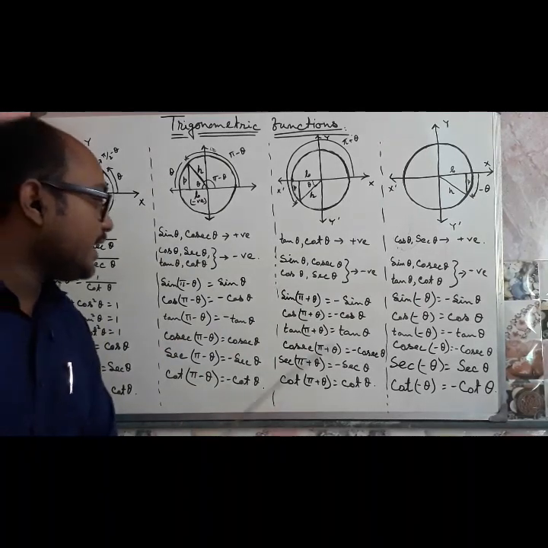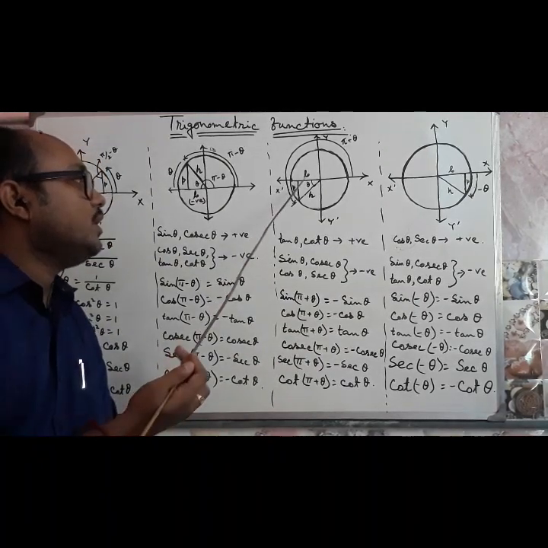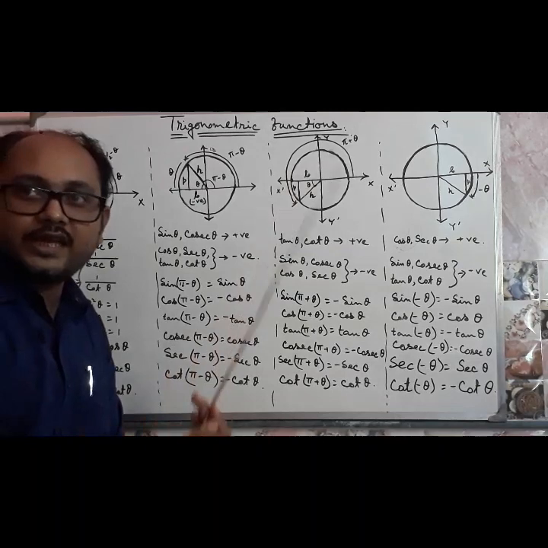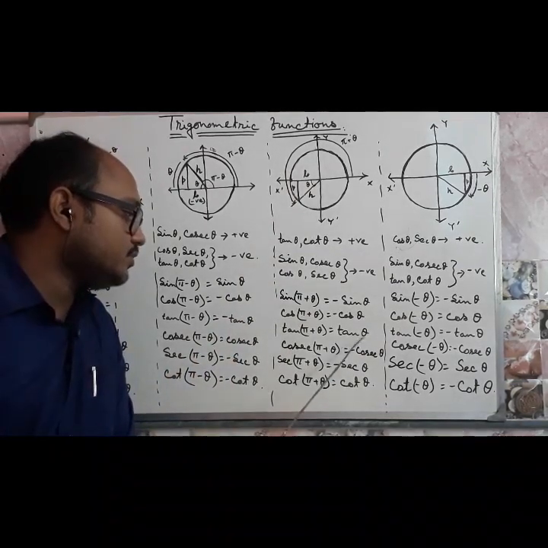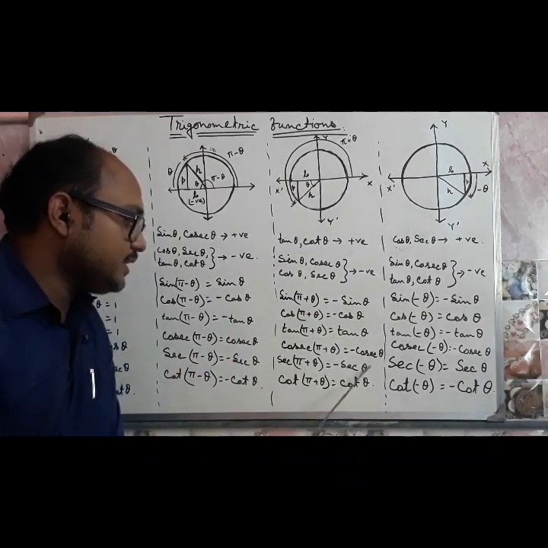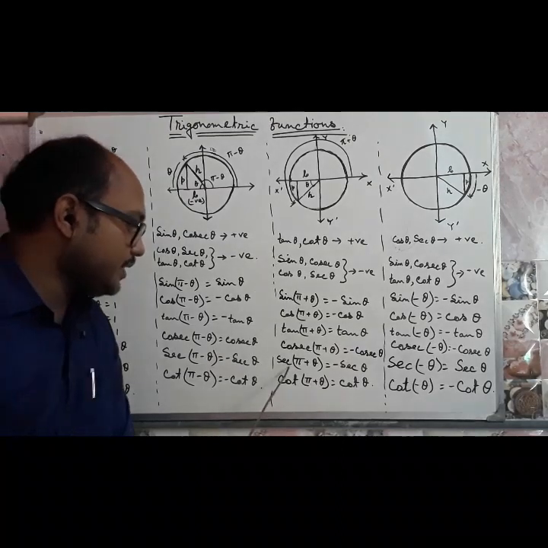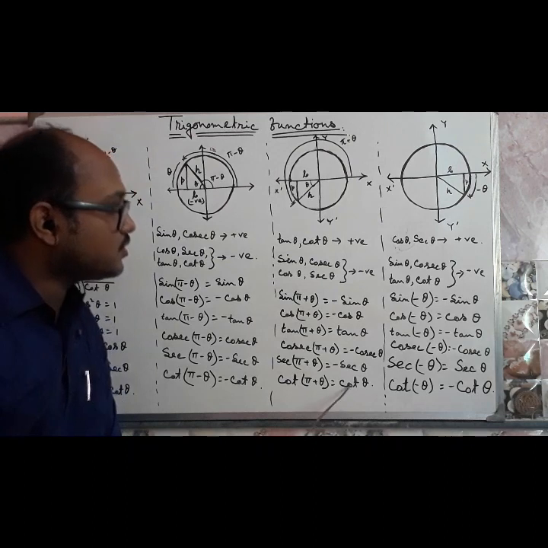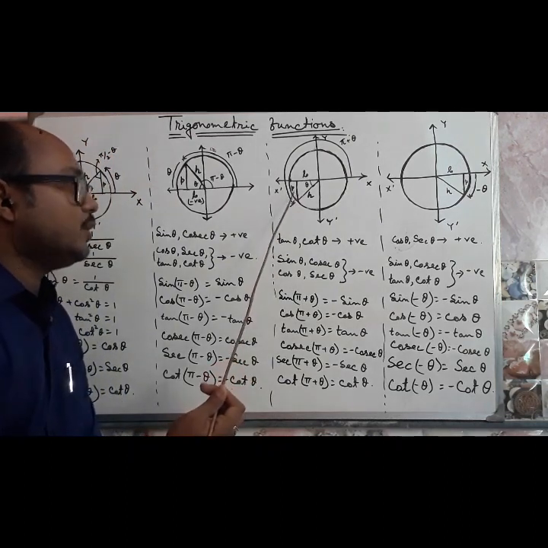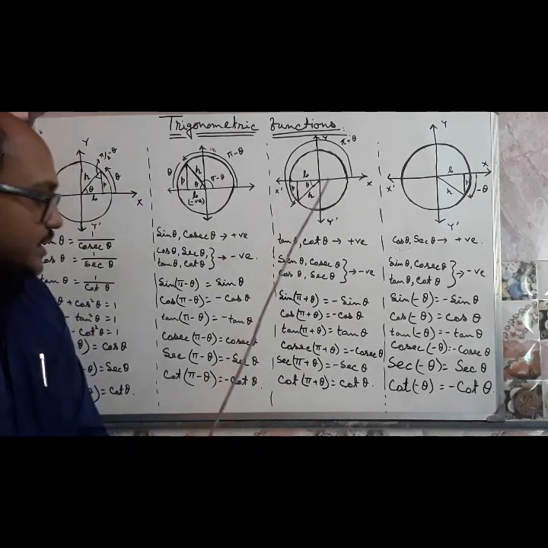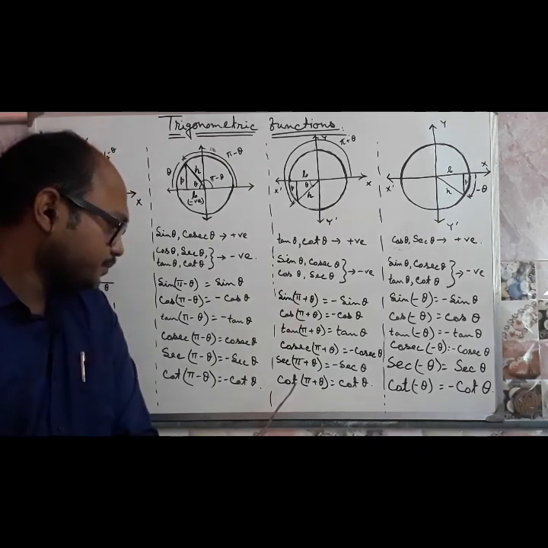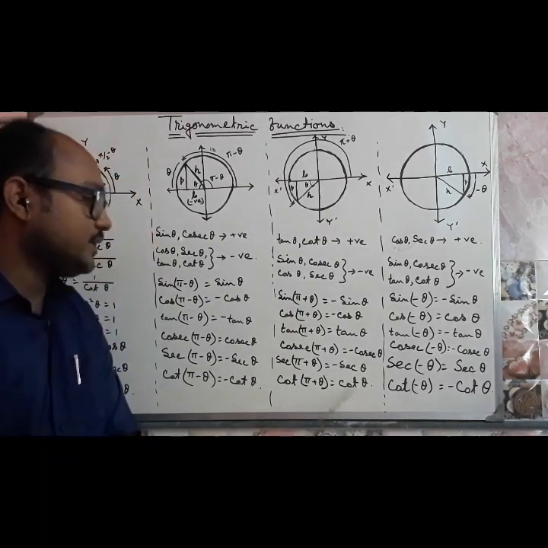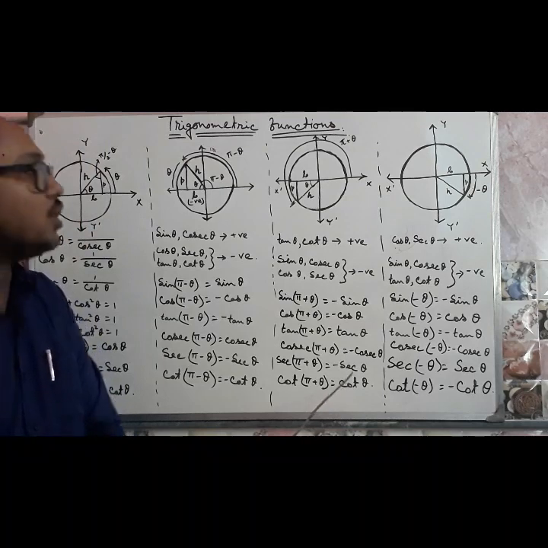Understood? Next, tan of pi plus theta, perpendicular by base, both are negative, so the negatives will be eliminated, that is equal to tan theta. Cosec of pi plus theta is minus cosec theta, like the previous. Sec of pi plus theta is equal to minus sec theta, and cot of pi plus theta is equal to, again base by perpendicular, both negatives will eliminate each other. So cot of pi plus theta is positive, that is cot theta.